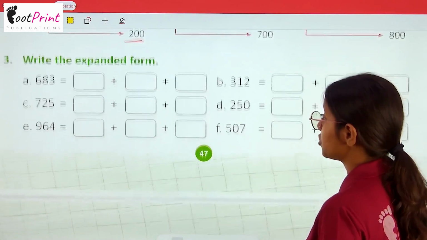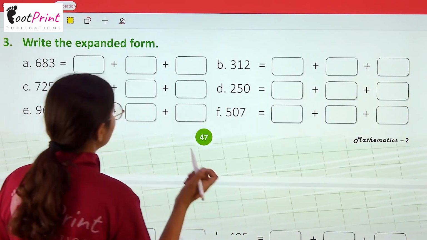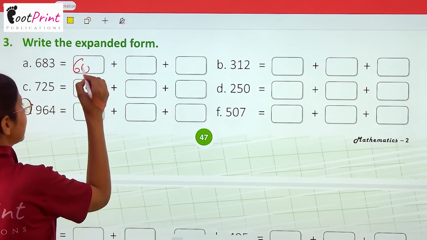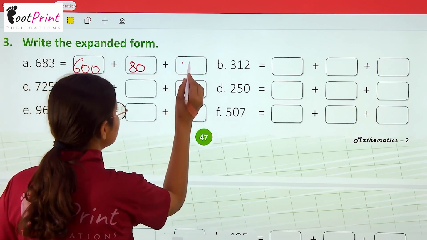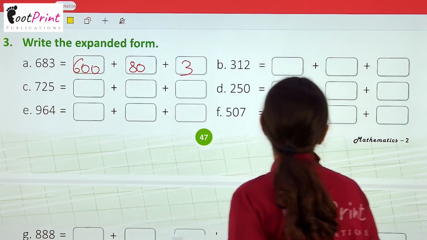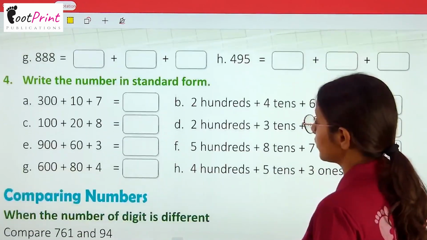Now question number 3, write the expanded form. Now 683. So we will expand it like 600 plus 80 plus 3 ones. In a similar manner, you have to do all the rest of the questions on your own.